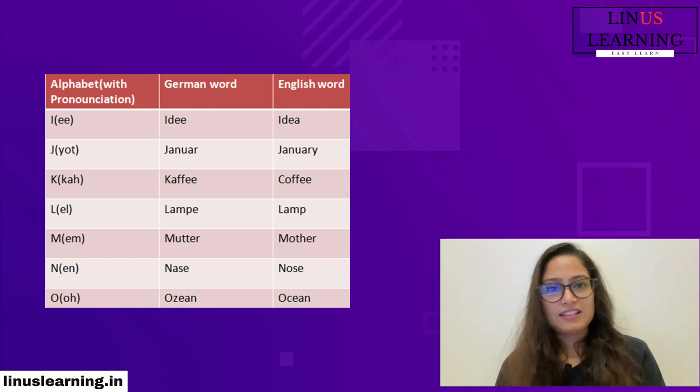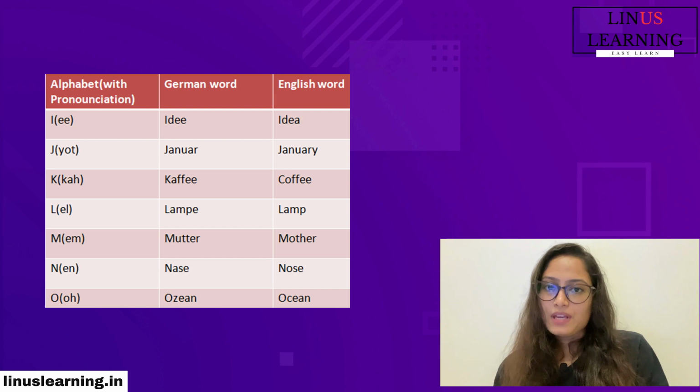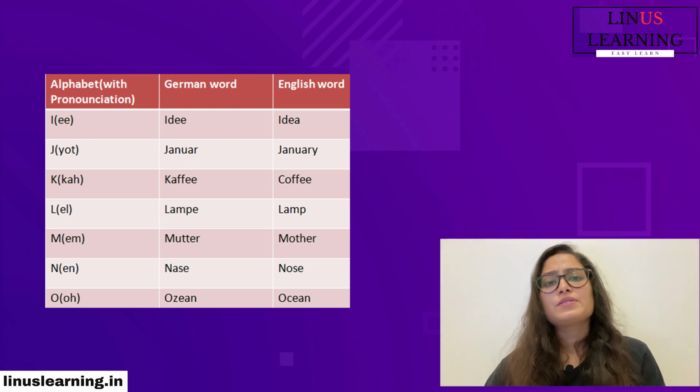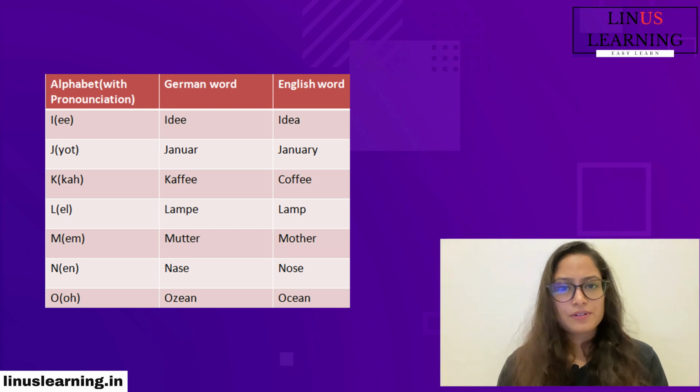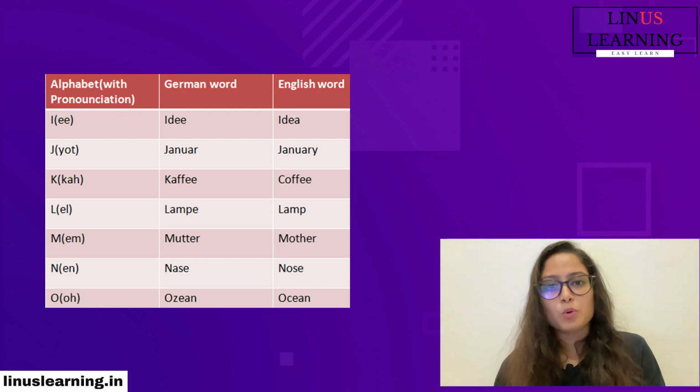Okay, then let's take the next four. M is M. The pronunciation is the same for English and German both. N is also N. O is also O. So basically L, M, N, O, the pronunciation is the same in English as well as German. If you remember in the introduction class, I told you that German has got many common words and letters with English, Hindi, Sanskrit. So you'll see many more such things which are common in both these languages.